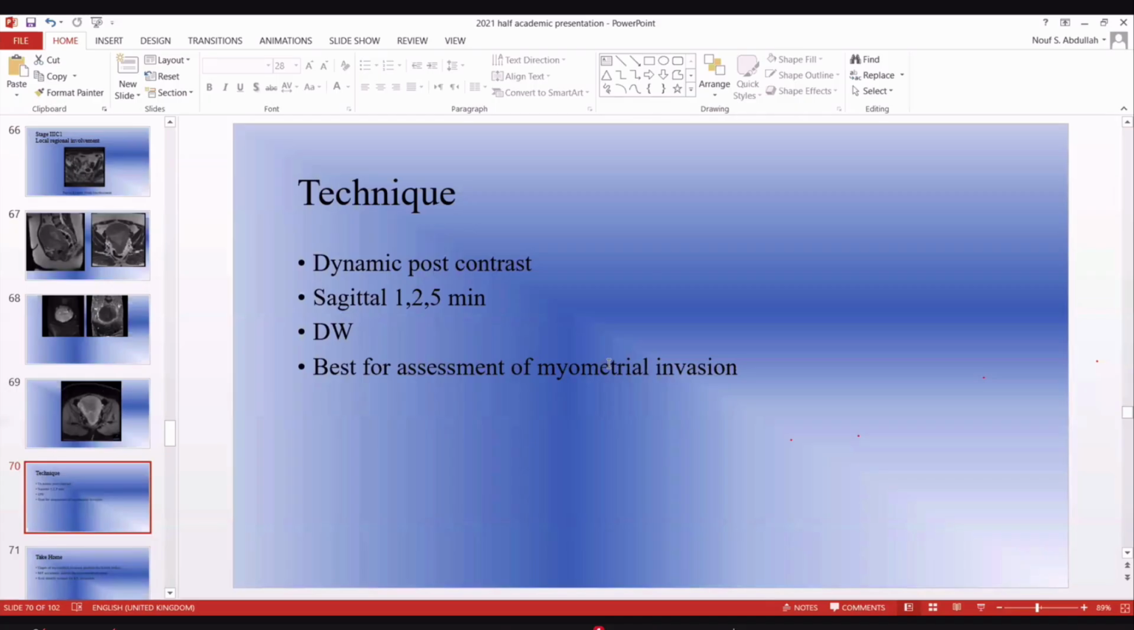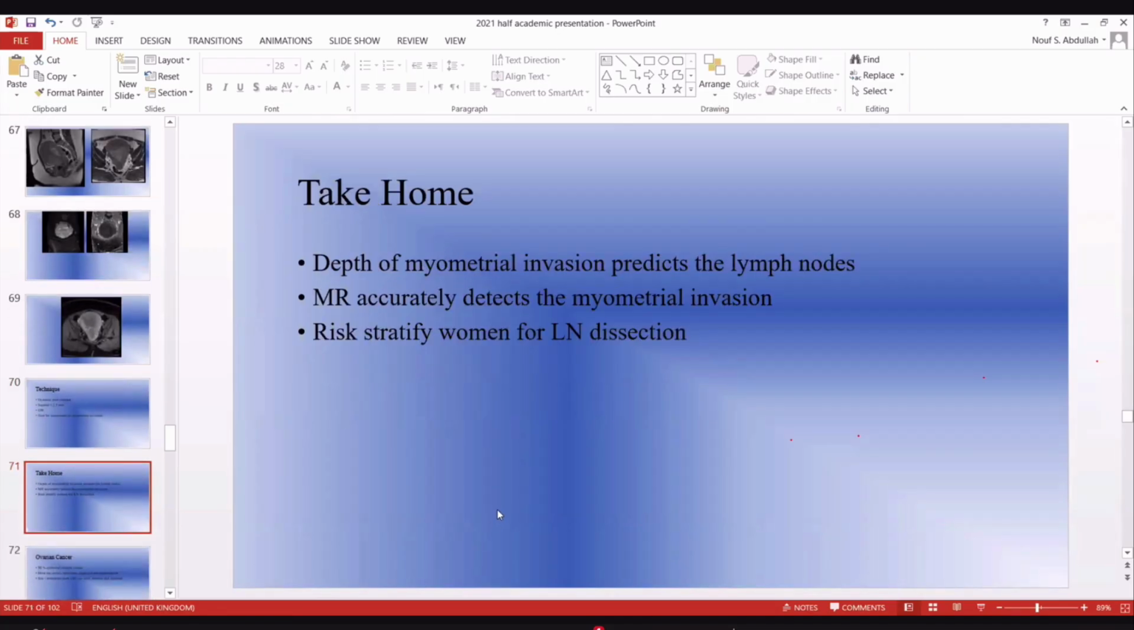Why? Because you remember we said your best sequence to look for inner or outer myometrial invasion is your sagittal sequence. And that's why I do my post-gadolinium injection sequence on sagittal imaging. Diffusion weighted sequences are usually very helpful in these cases.